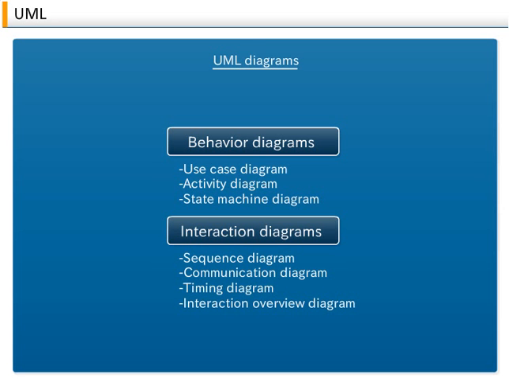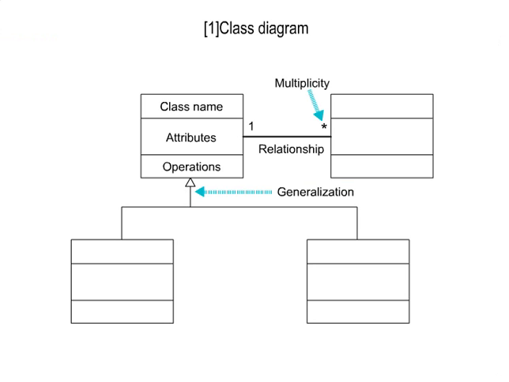the class diagram, sequence diagram, object diagram, state machine diagram, and use case diagram. Three main UML diagrams. 1. Class diagram.